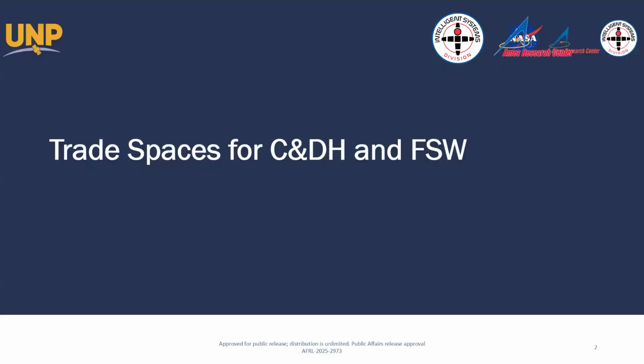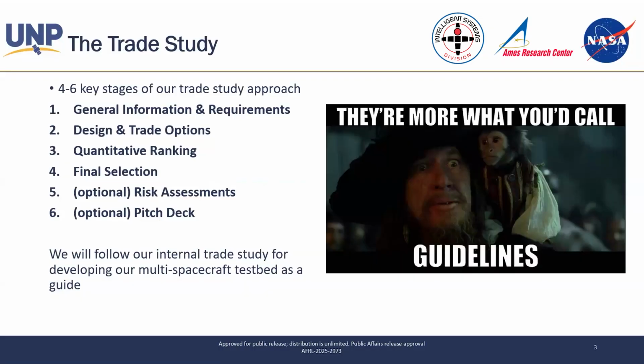So we'll get into trade spaces, and this is the last section, trade spaces for this and flight software. As you're selecting your components, there are 4 stages that you're going to go through. This is a workflow that we use internally. So this is what I would call guidelines. This is not a standard. You don't have to use exactly this, but I'm going to walk through how we go through selecting components for our flight software systems.